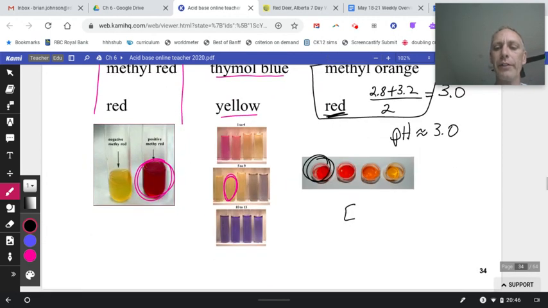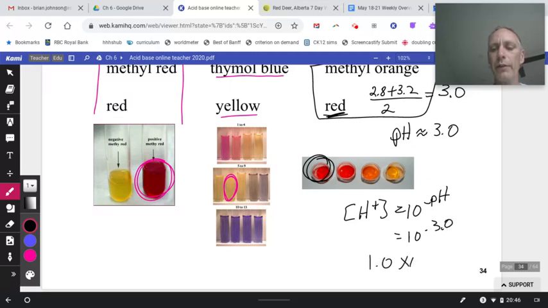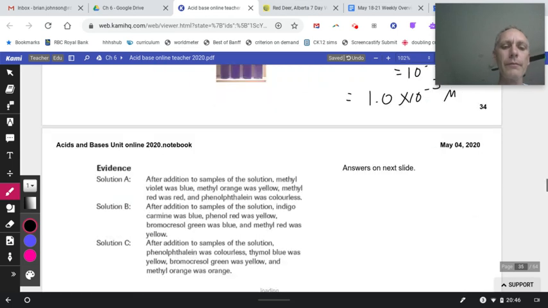The concentration of hydrogen ions is 10 to the negative pH, or 10 to the negative 3.0. When you put that in your calculator, you get 1.0 times 10 to the minus 3 moles per liter. Done. Okay, that was easy.